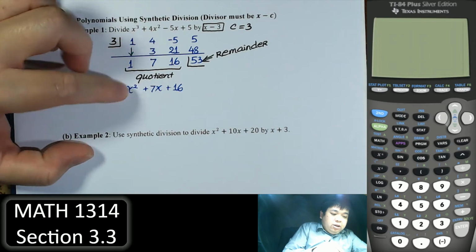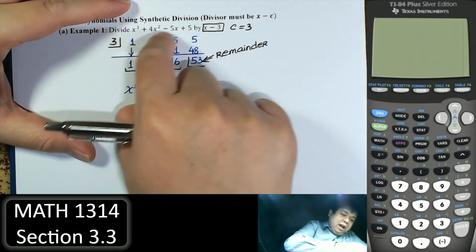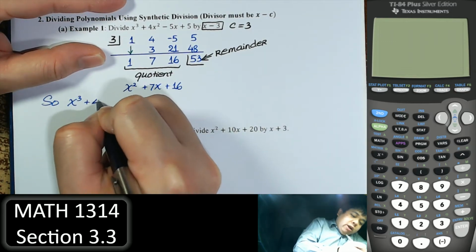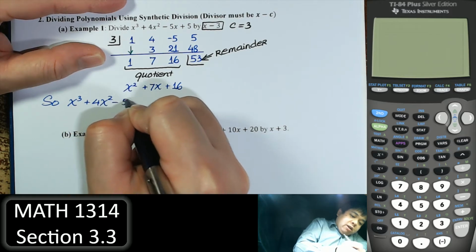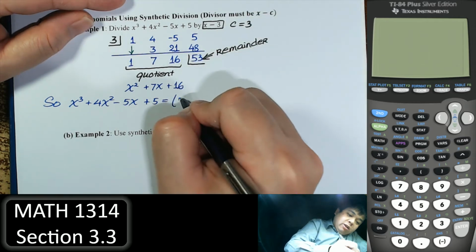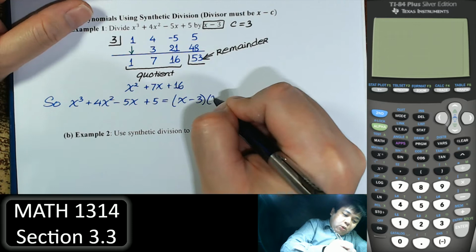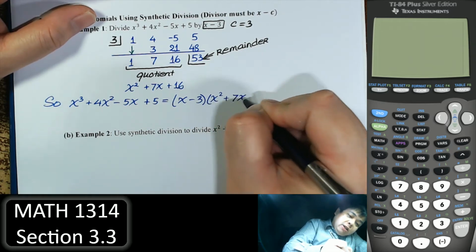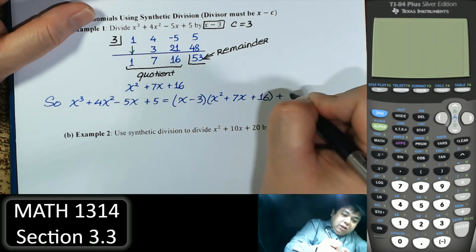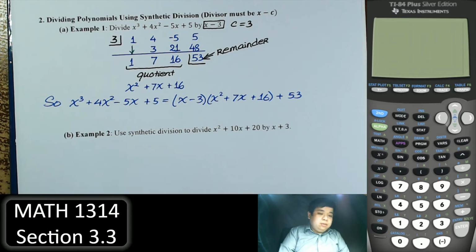So quotient, divisor, remainder, and dividend. So we'll write x cubed plus 4x squared minus 5x plus 5 equal to the divisor of x minus 3 times the quotient x squared plus 7x plus 16, and then plus remainder. Right.